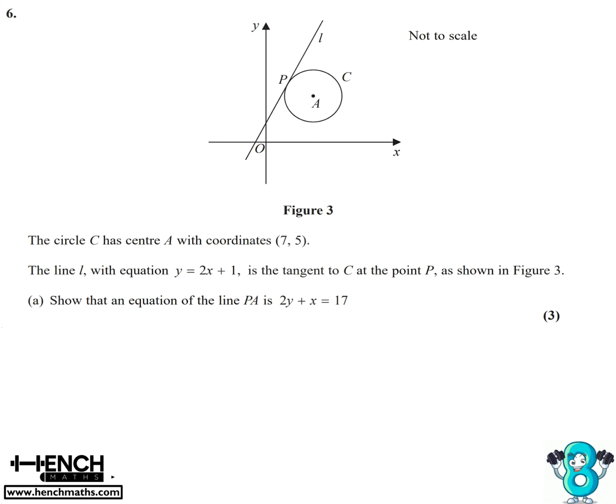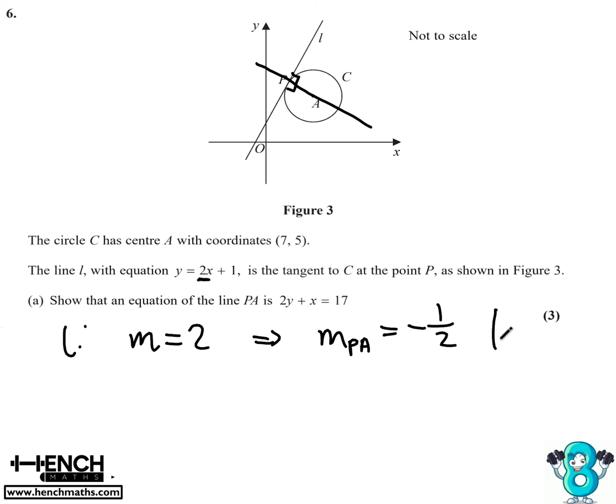So we're trying to find the equation of PA. So we know it's a straight line through PA. We know it's perpendicular to L. So the gradient of L is 2. y equals mx plus c, this is our gradient. So this implies that the gradient of the perpendicular line, the gradient of PA, would be the negative reciprocal of 2, which is negative a half. We also know that the point 7, 5 lies on our line.